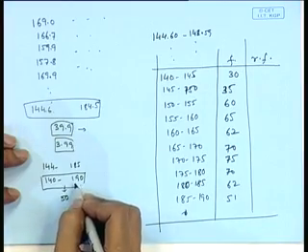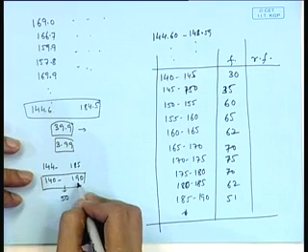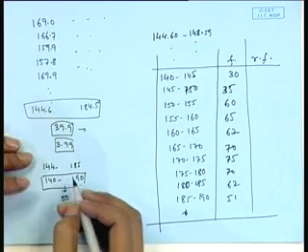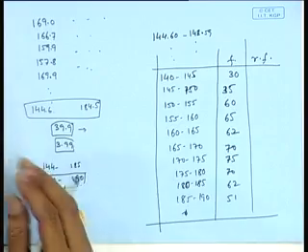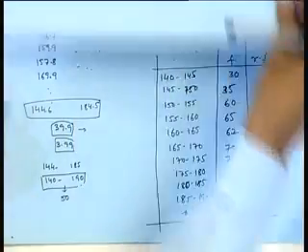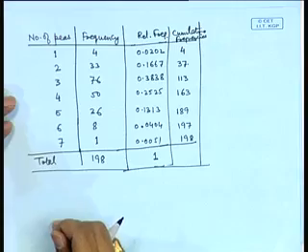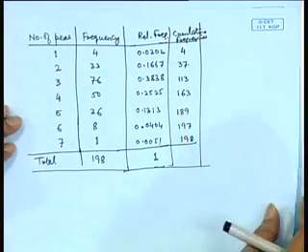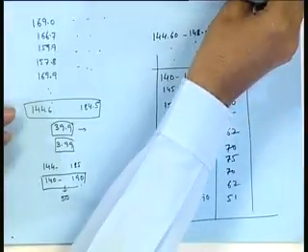At the same time, if we are making too many intervals, suppose in place of 10 I make 25 intervals of length 2 each, so 140 to 142, 142 to 144, then it will be difficult to analyze. It is the same thing as in the discrete case, that if I have too many values here, then it is not easy to handle from a statistical methodology point of view.